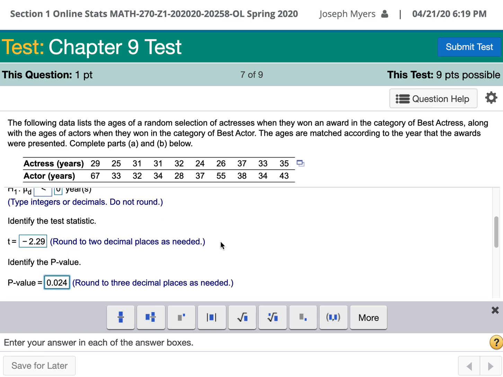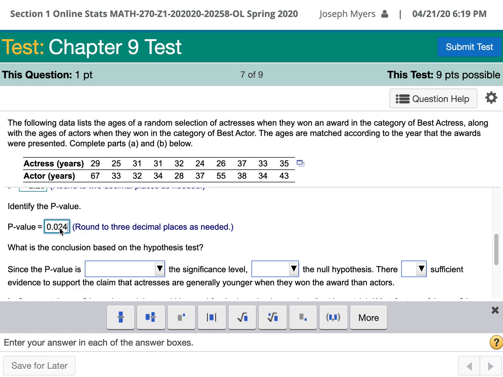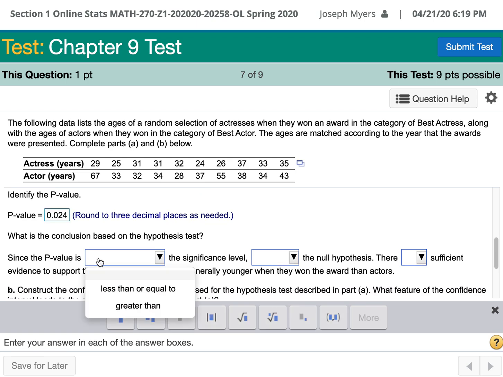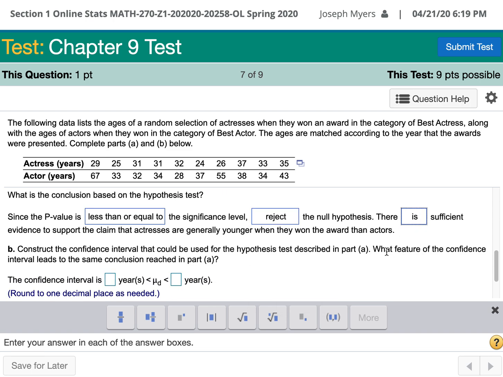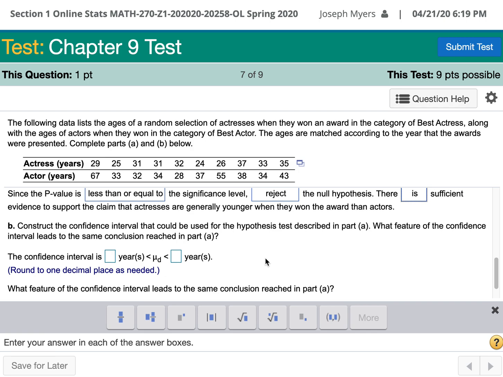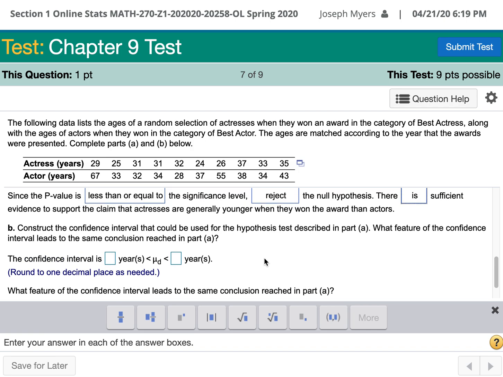Well, compared to 0.05, the p-value is less than the 0.05 significance level. And since the p-value is less than or equal to the significance level, that means we will reject the null. That means there is sufficient evidence to support the claim that actresses are generally younger when they won the award than actors. So construct a confidence interval.